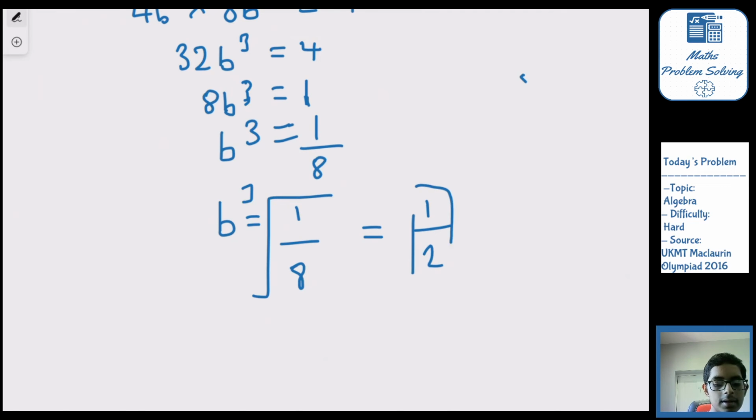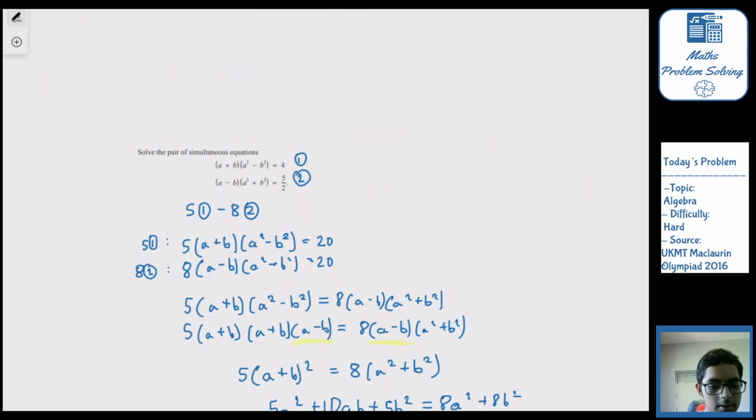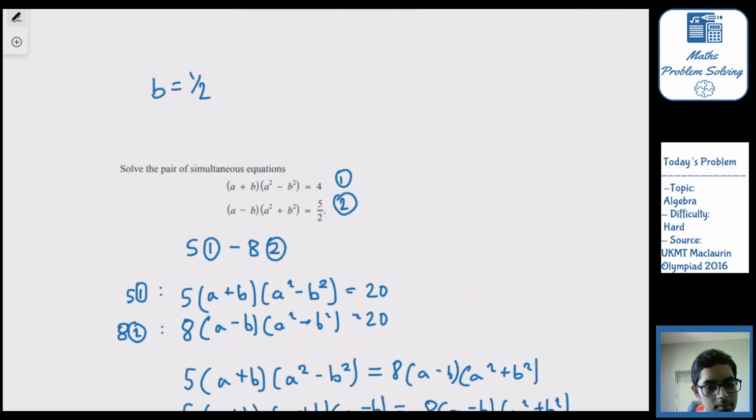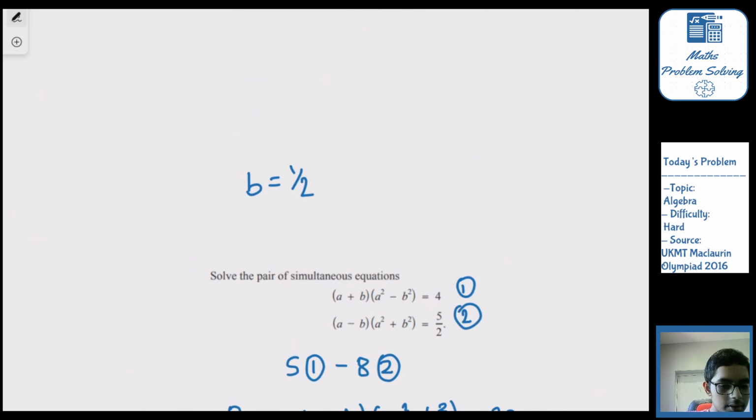So now we have one possible value for b, which is a half. And now let's just go back over here to the very top and write our solution. So if b equals a half, we know that in this term we assume that a equals 3b. Let me just double check that. A equals 3b. So then we know that a would equal 1.5 in this possible solution.